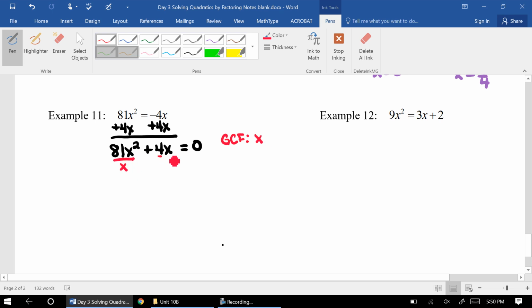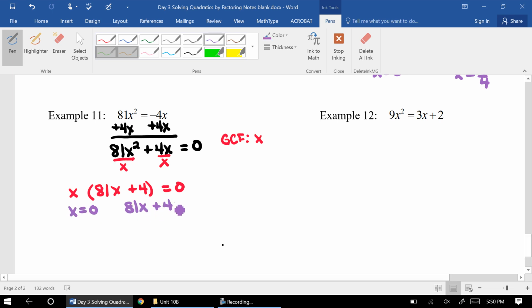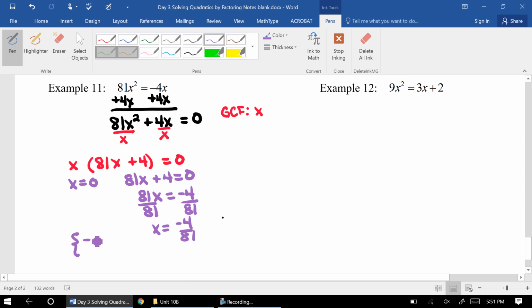So again, I'm going to divide both of these by x. X is on the outside. 81x plus 4 on the inside. Using zero product property, set each part equal to 0. That one is finished. Move the 4 over to the other side. Divide by 81. So x equals -4 over 81, leaving me with a solution set of -4 over 81, 0.